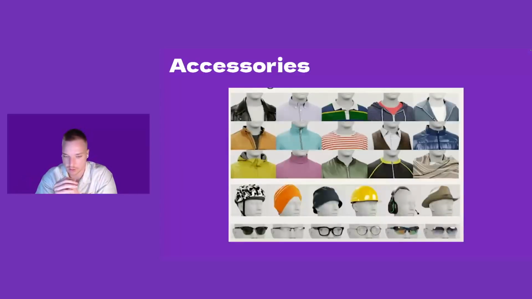Next step is then to apply accessories. So you need to dress your humans. They wear different kinds of clothing, hats, masks, glasses, headphones. And then you would put them in some kind of environment, like a car or different lighting, and render your images.